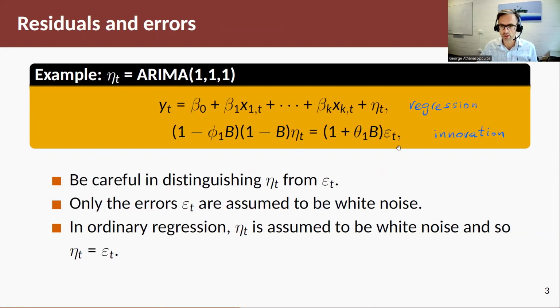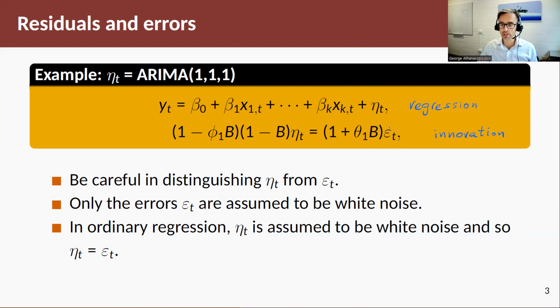So let's delve a little bit more into that example. Our first equation here is a regression equation. The error process associated with this equation is the regression errors. The second equation specifies the dynamics of our regression errors, and the error associated with this one is the innovation error. So we need to make sure that we separate between these and identify that we have two error processes. In ordinary regression, eta t is assumed to be white noise, hence eta t is equal to epsilon t. There's no more dynamics to account for.